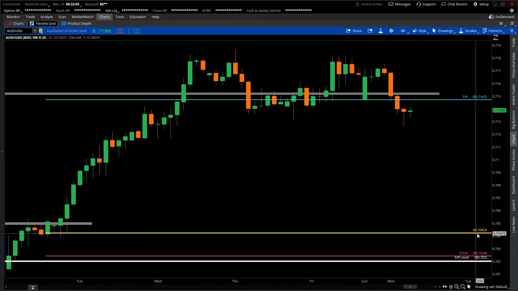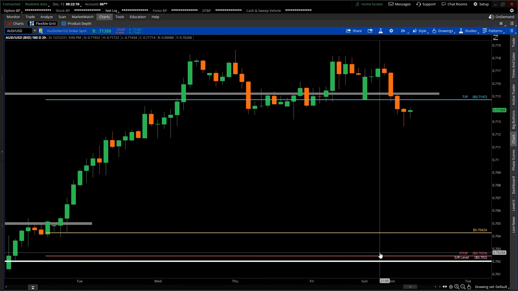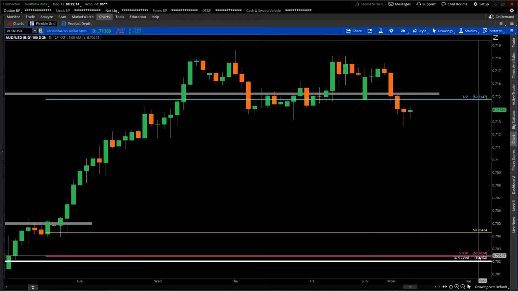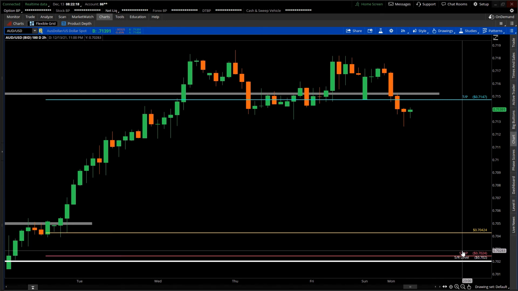And here's my entry at 0.70424, and my initial stop was an 18 pip move towards the downside, and that was at 0.7024. So this was an 18 pip move protection, right?